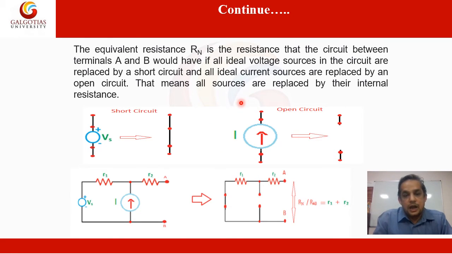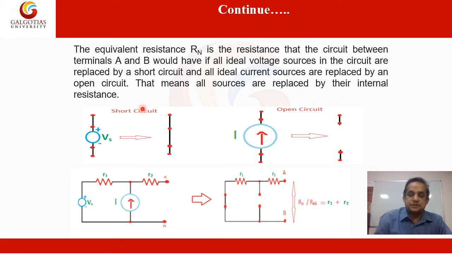Now come to how to calculate the Norton resistance. This is very simple, the same method. You know how to calculate Thevenin resistance; it is the same for Norton resistance. The equivalent resistance RN is the resistance that the circuit between terminals A and B would have if all ideal voltage sources in the circuit are replaced by a short circuit and all ideal current sources are replaced by an open circuit. That means all sources are replaced by their internal resistance.